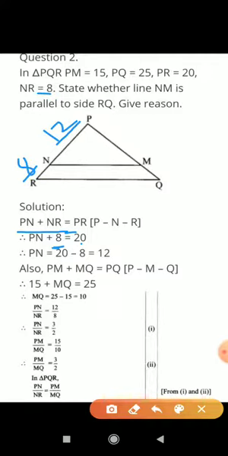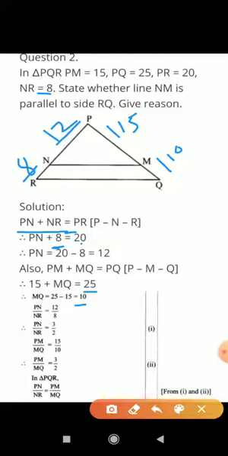Now similarly find this side. PM plus MQ is equal to total PQ. PM is given, PM is 15. Now MQ is not given, so plus MQ is equal to the total, which is 25. So MQ is equal to 25 minus 15, that is 10. So this MQ is 10.